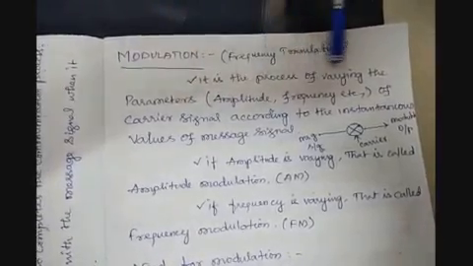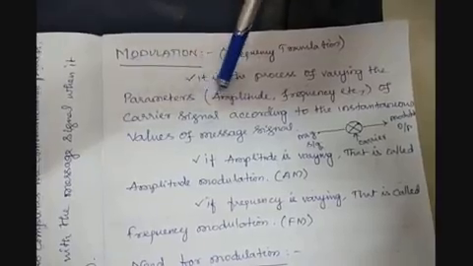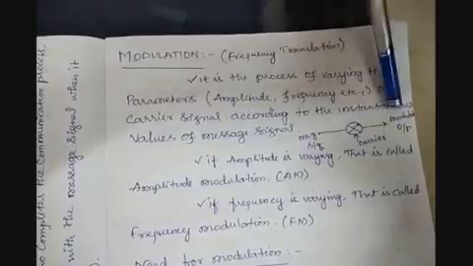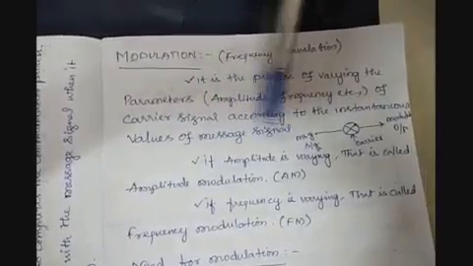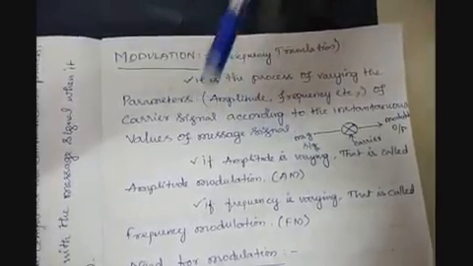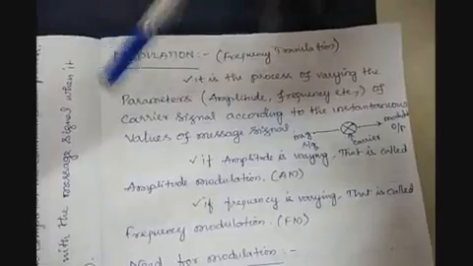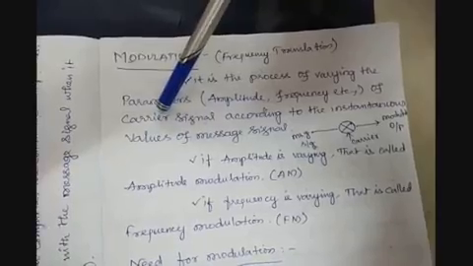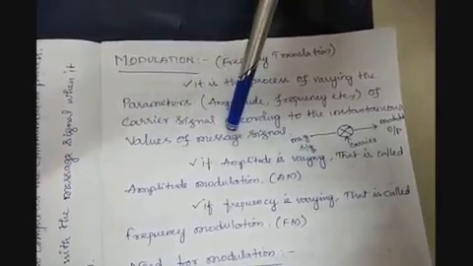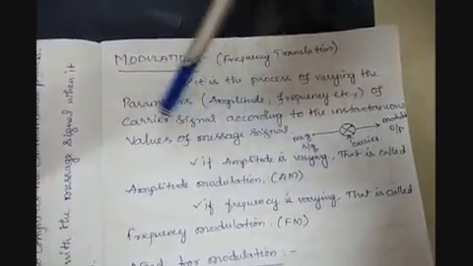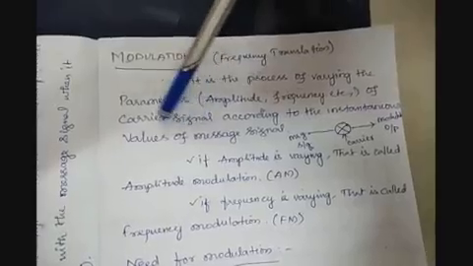It is a process of varying the parameters, amplitude or frequency, of a carrier signal according to the instantaneous values of the message signal. The message signal is the information we want to send from the source side, whereas the carrier signal doesn't have any information. We use it just to carry the message signal. Message signals are generally low frequency signals and carrier signals are high frequency signals.